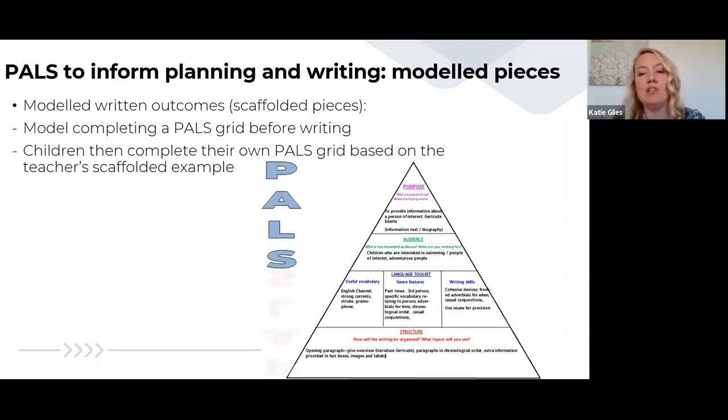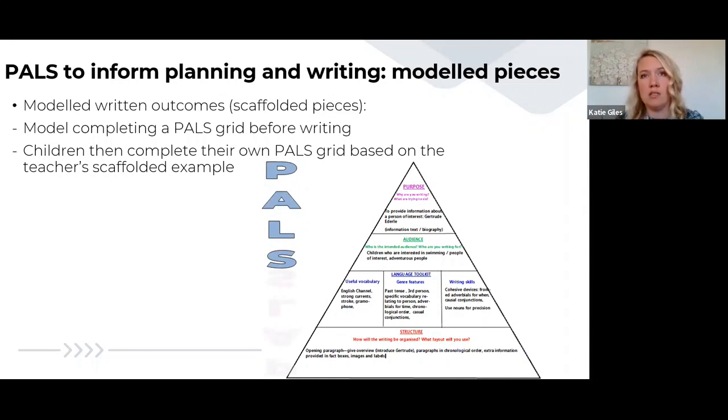Now, how am I going to structure my text? Well, I'm going to have that opening paragraph that gives that overview. So it introduces Gertrude. And then I'm going to have my subsequent paragraphs in chronological order. And I might have some extra information provided in fact boxes. And I might have some images and labels similar to the Catherine Johnson example we saw before.